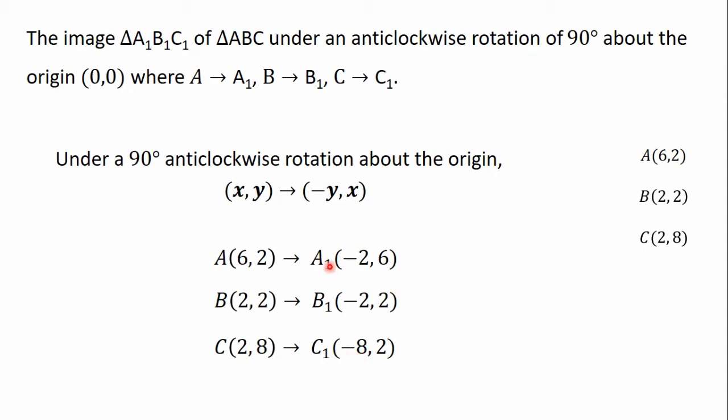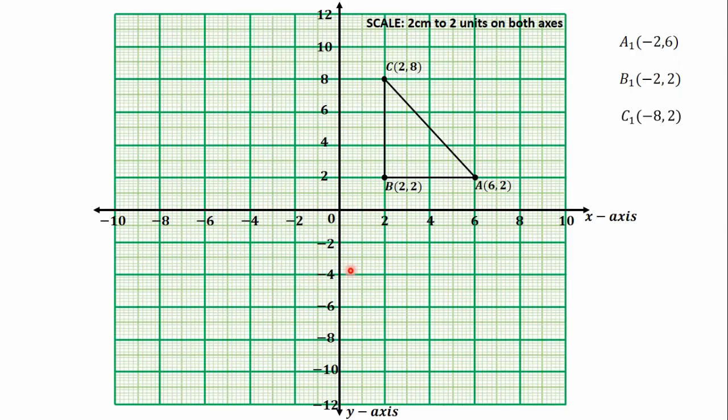We now have the coordinates of point A1, point B1, and point C1. We can plot them on the graph sheet and join them to get the triangle A1, B1, C1. So let's do that. We are going to plot the points A1, B1, C1. A1 has the coordinates minus 2, 6. So minus 2 on the x-axis and 6 on the y-axis will be here. B1 has the coordinates minus 2, 2. So minus 2 on the x-axis and 2 on the y-axis. That will be here. And C1 has the coordinates minus 8, 2. Minus 8 on the x-axis and 2 on the y-axis will be here.